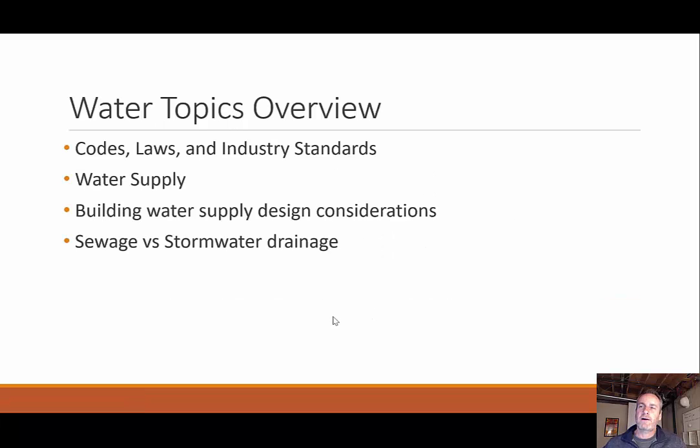So what we're going to talk about are codes, laws, industry standards, water supply, bringing the water in, building water supply, design considerations, what are we going to do when we're designing our systems, also sewage and stormwater differences in those and how we deal with those systems as well.